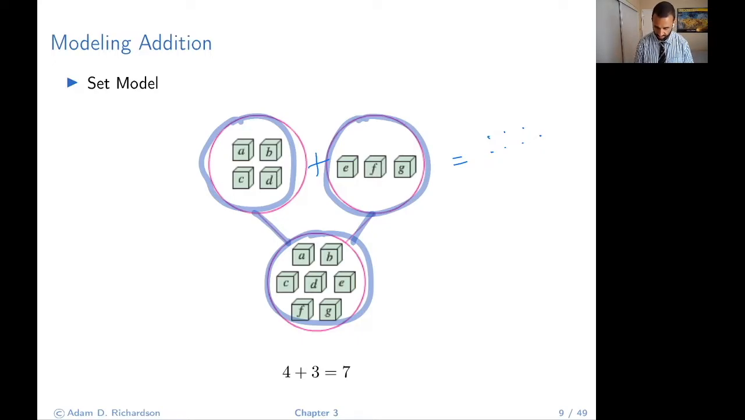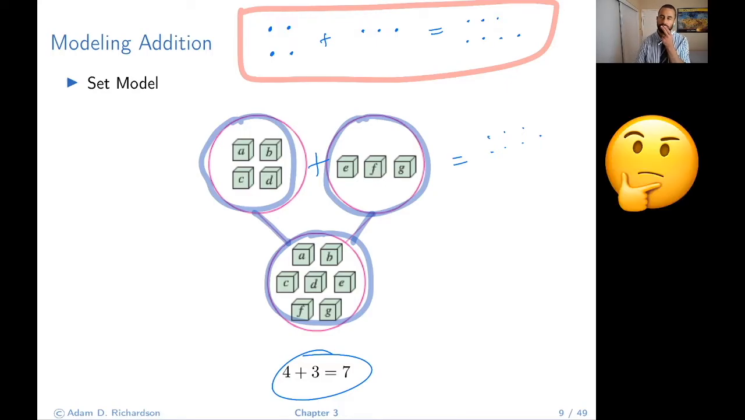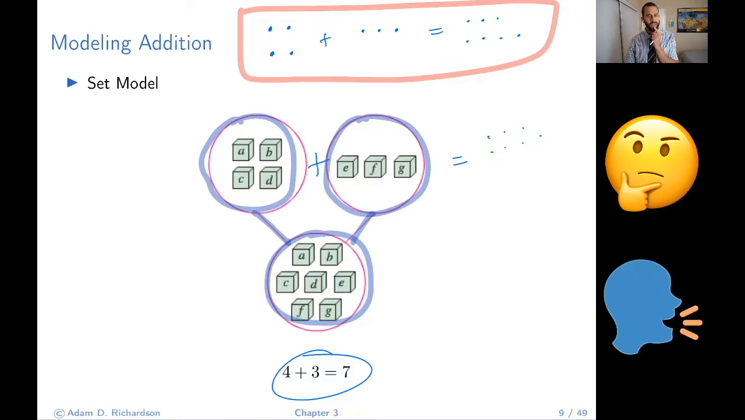Actually, let me emphasize this for a moment. Let's talk about this for a moment. What is wrong with this picture? If I'm trying to model the sum 4 plus 3 equals 7, what is wrong with this picture that I'm going to highlight in red up here? What's wrong with that picture, do you think? Go ahead and just take a moment to think about it. What's wrong with that picture? That's a good question. Okay, now let's talk about it out loud. What do you think?